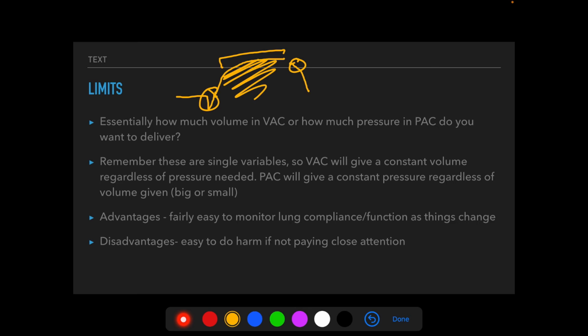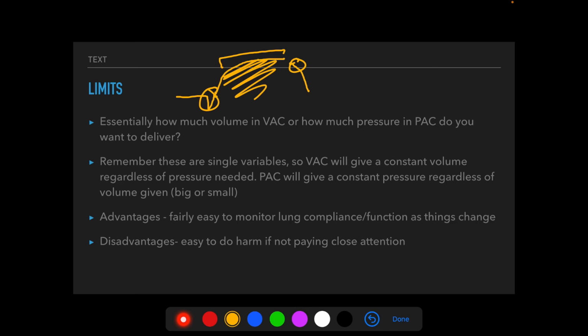So a limit is essentially how much volume, if you're in volume assist control, or how much pressure, if you're in pressure assist control, you want to deliver to the patient. Remember, these are single variables, so volume assist control will give a constant volume regardless of the pressure needed, and pressure assist control will give a constant pressure regardless of the volume given, either big or small. Advantages of this, it's fairly easy to monitor lung compliance and function as things change. Disadvantages, it's easy to do harm if you're not paying close attention.